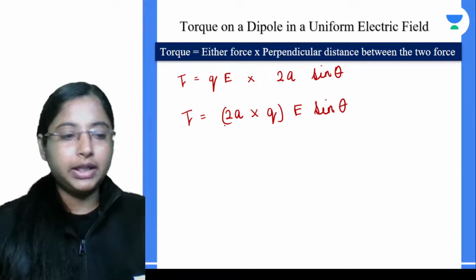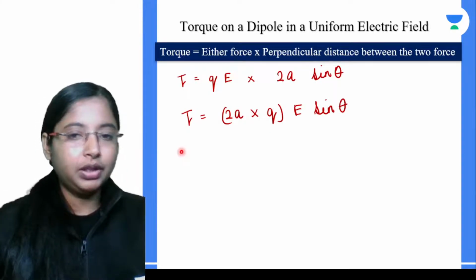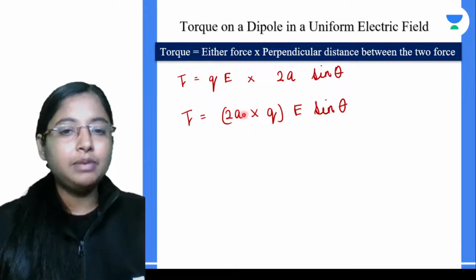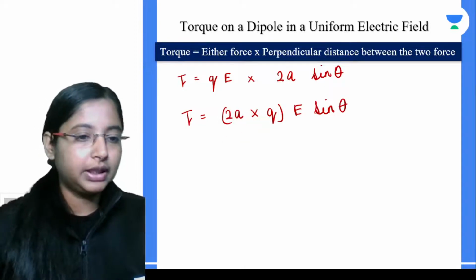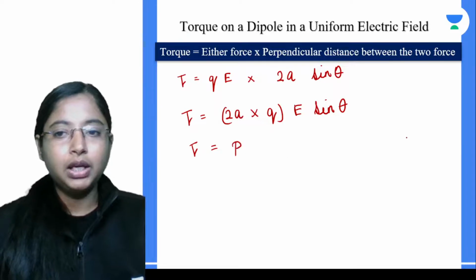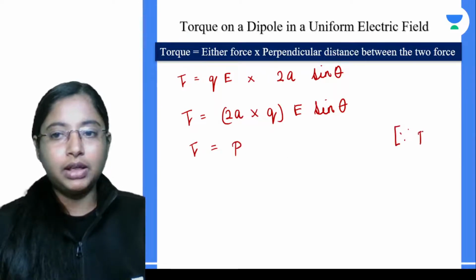This quantity, the magnitude of one of the charges times the distance between them, is nothing but, as we saw earlier, the dipole moment P, since the dipole moment is equal to Q into 2a.